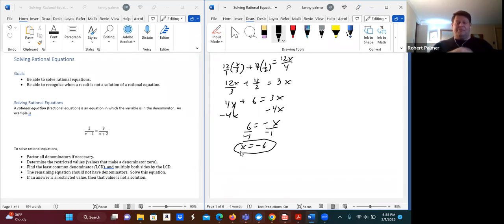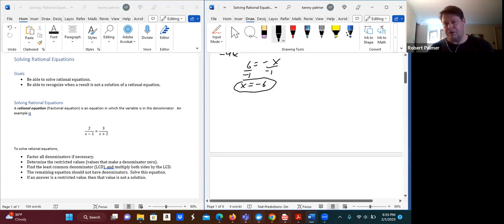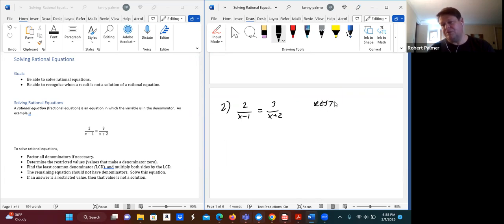All right. Now, let's take a look at our first example. In fact, let's do this one right here, and we'll see how this works. I'll start down here with number 2: 2 over x minus 1 is equal to 3 over x plus 2. Now, this time we do have restricted values.